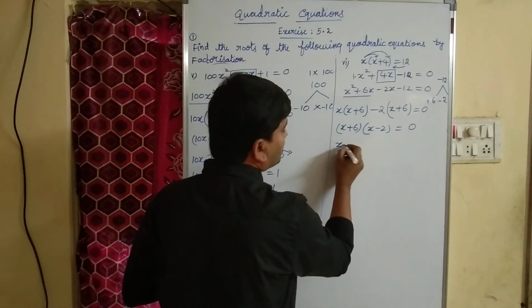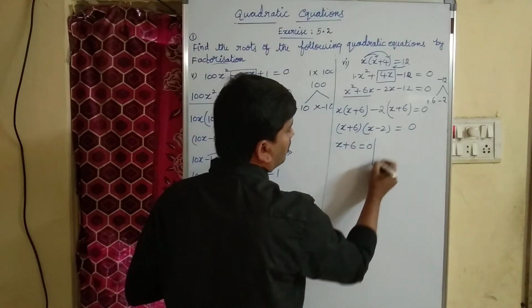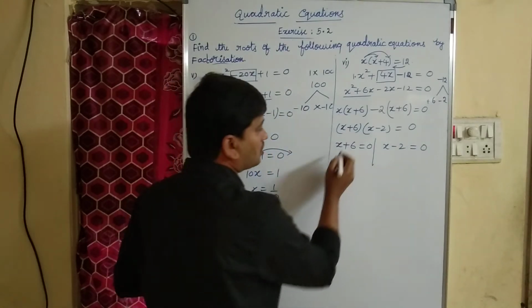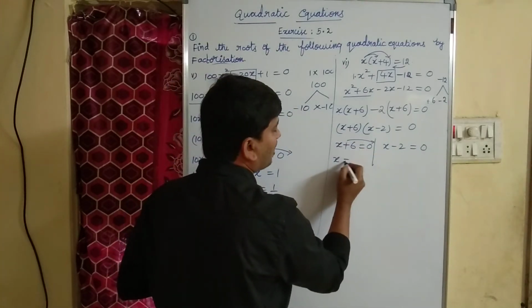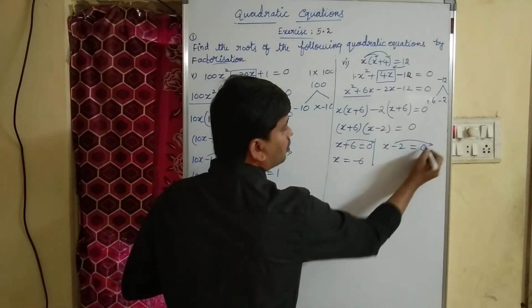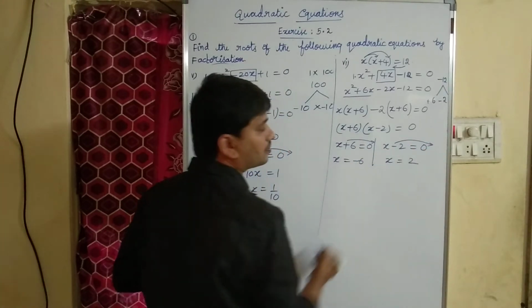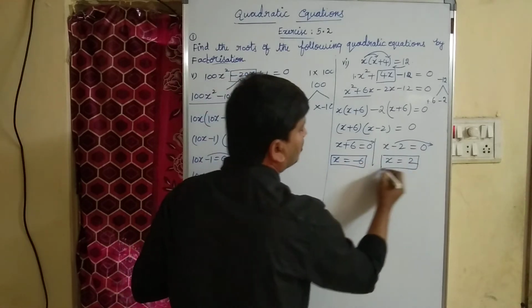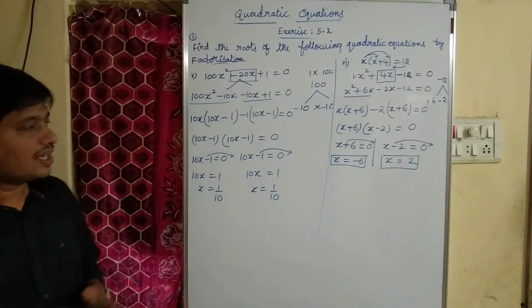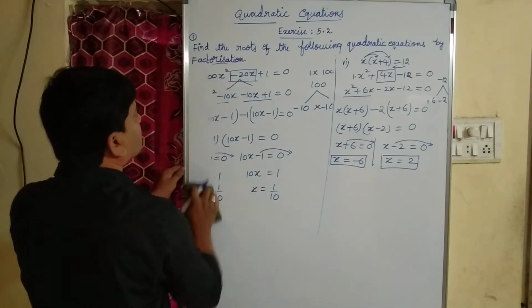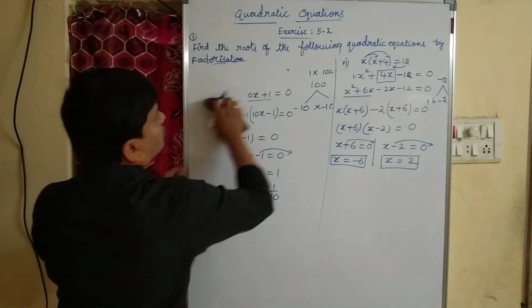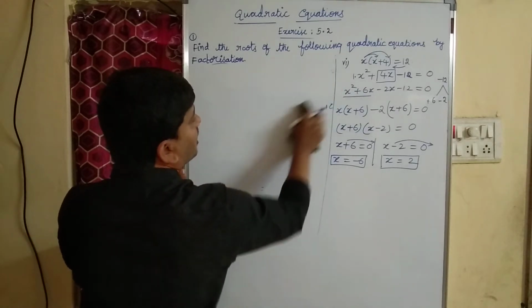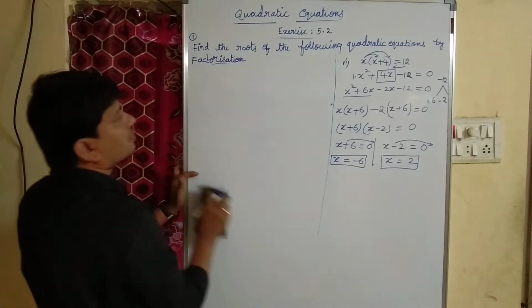So one is x plus 6 equal to 0 and the other one is x minus 2 equal to 0. Plus 6 you transpose, you will get minus 6. Minus 2 you transpose, you will get plus 2. So what are the two possible roots of the quadratic equation? One is x equal to minus 6 and the other one is x equal to plus 2. Those are the roots of the quadratic equation x square plus 4x minus 12 equal to 0.